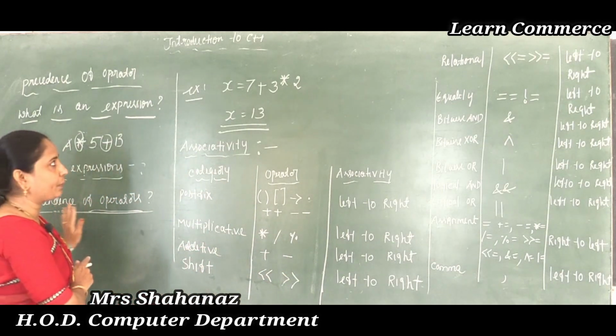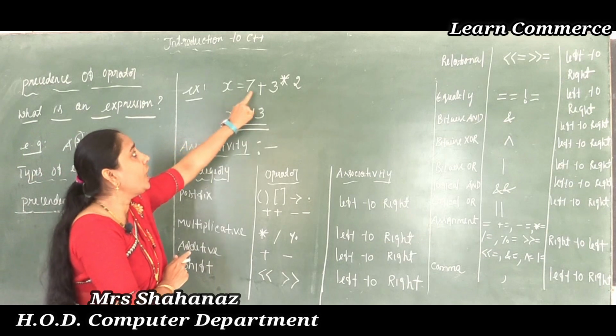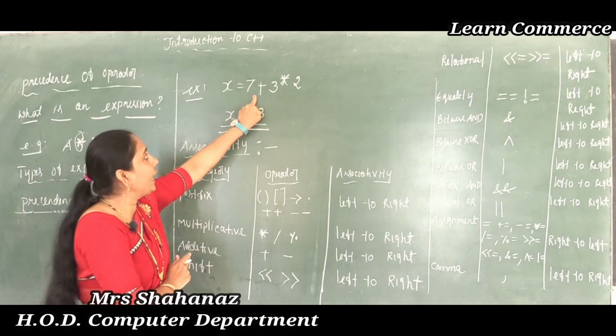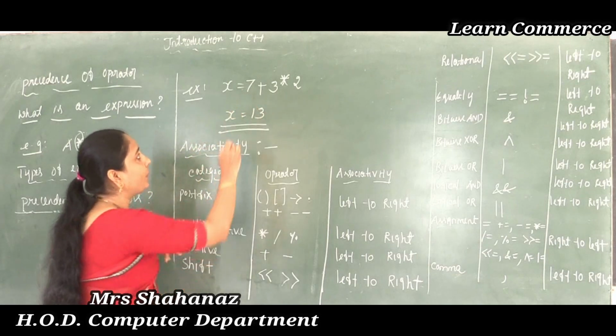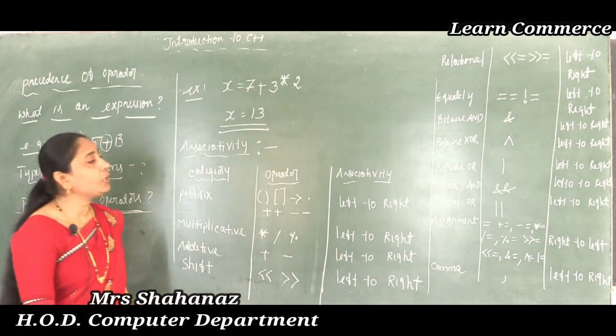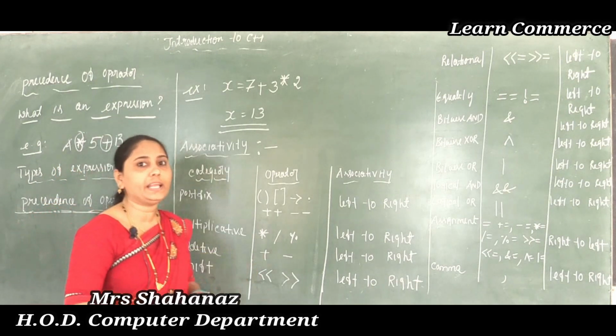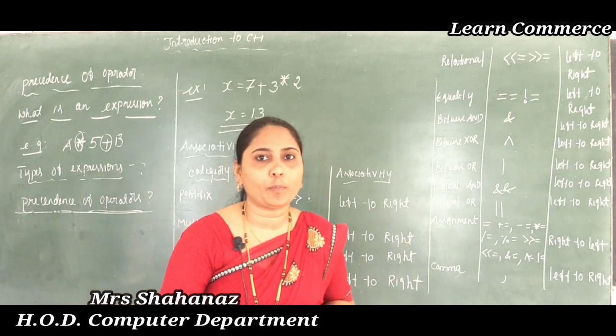So the example is x is equal to 7 plus 3 into 2. Clear? So x is equal to 7 plus 3 into 2. So how will you calculate it? Here we can say that we are in the concept of precedence of operator.